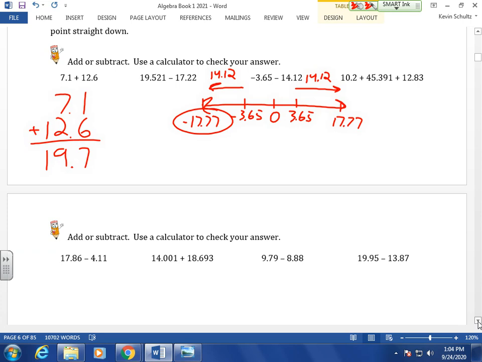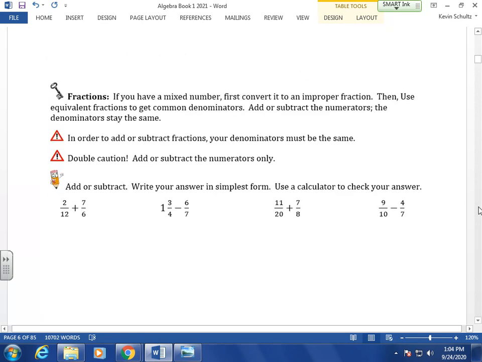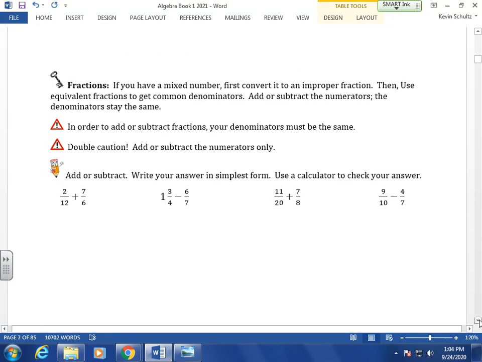Okay. Any other questions on decimals? I think the others should be pretty straightforward, pretty self-explanatory. Just line them up, do your adding, do your subtracting. Okay. The third type, everybody's favorite, we saved the best for last. That is fractions.